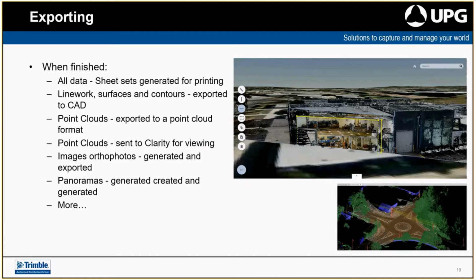The other thing out of TBC is you can just get your panoramas straight out if you want, as well as your ortho photos, and share them in the package that you want. And there's multiple other things that you can do in TBC. If you created surfaces, you could create 3D PDFs. There's all sorts of other export options that you can use.